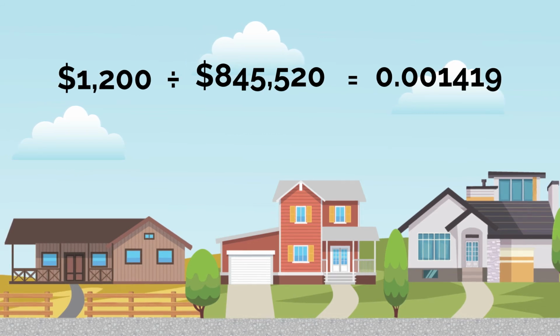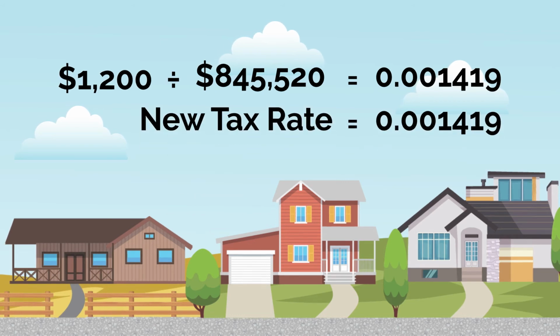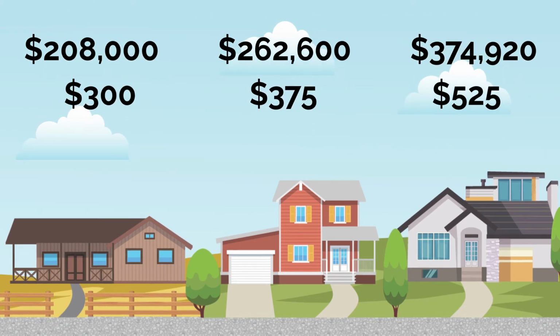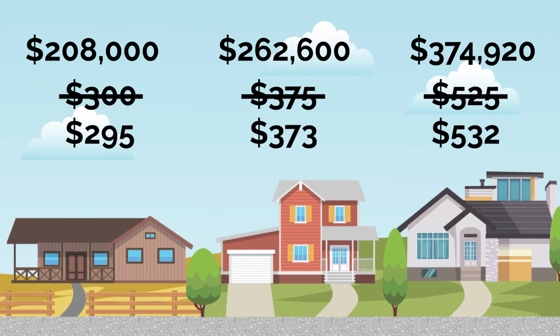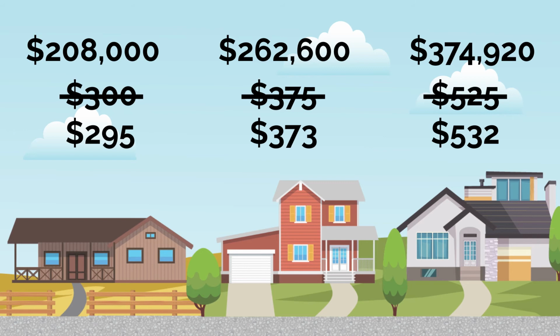Here's the math. $1,200 divided by the new assessment total equals the new tax rate. The net effect of the new values sees House 1 paying less tax and the house that went up 3% paying a higher proportionate share. If all assessments do not go up equally, there is a redistribution of the tax. However, the total tax collected remains the same.